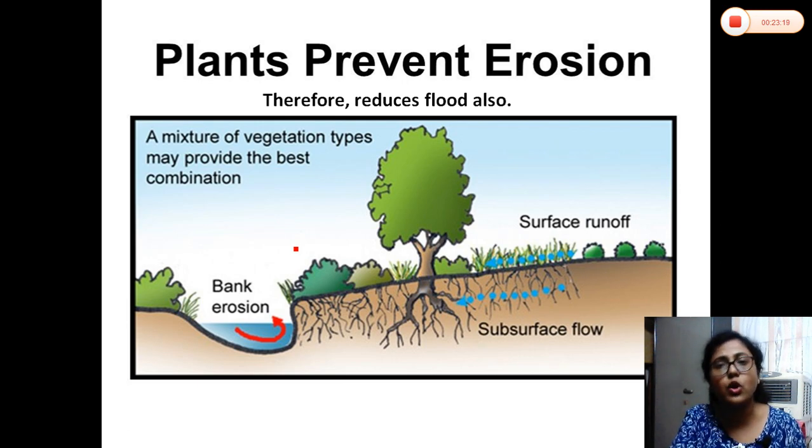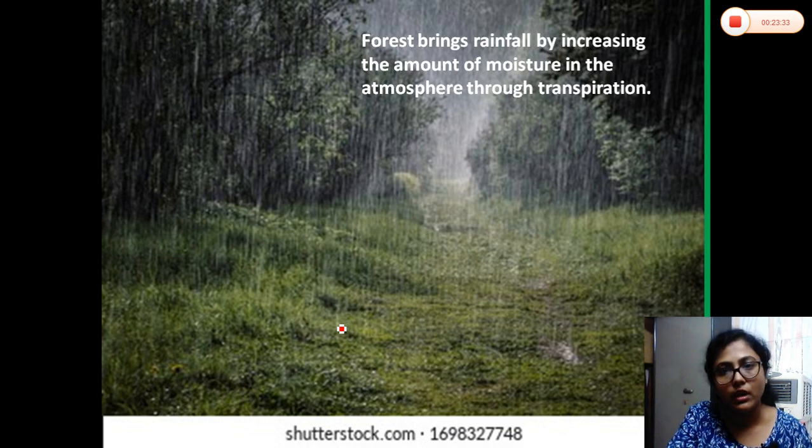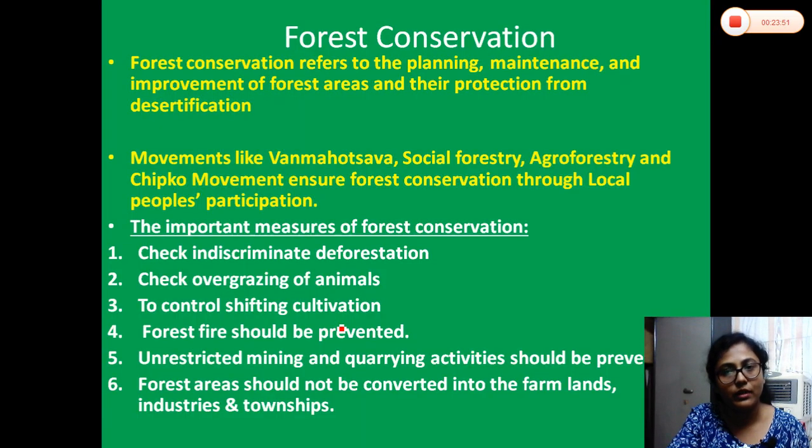Forest prevents erosion also by binding the soil particles by its root system, and as a result the flood also will be reduced. Forest brings rainfall through the process of transpiration. It provides moisture to the atmosphere. Its aesthetic value also we need to keep in mind. It provides recreational value to us through the national parks and wildlife sanctuaries.